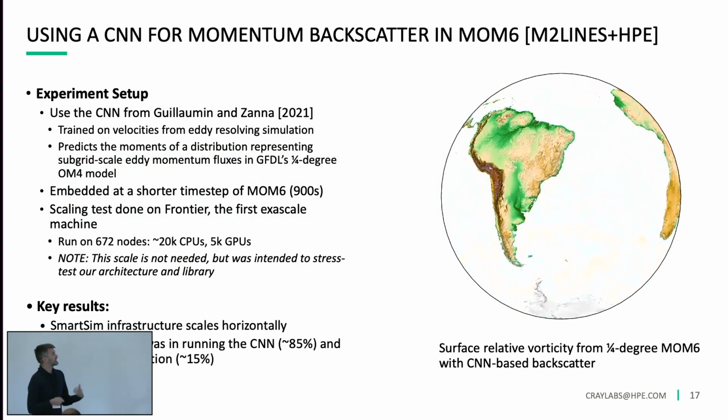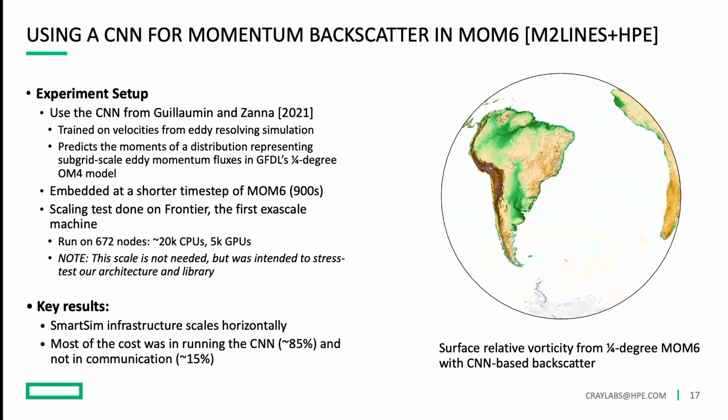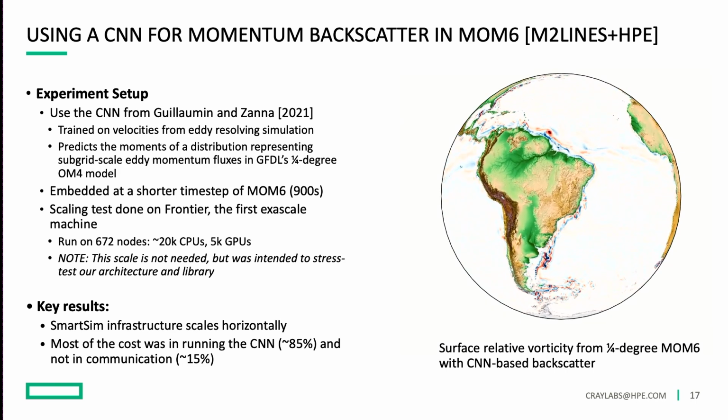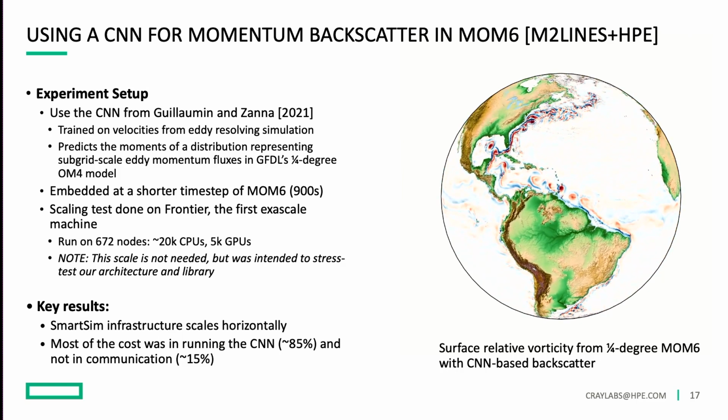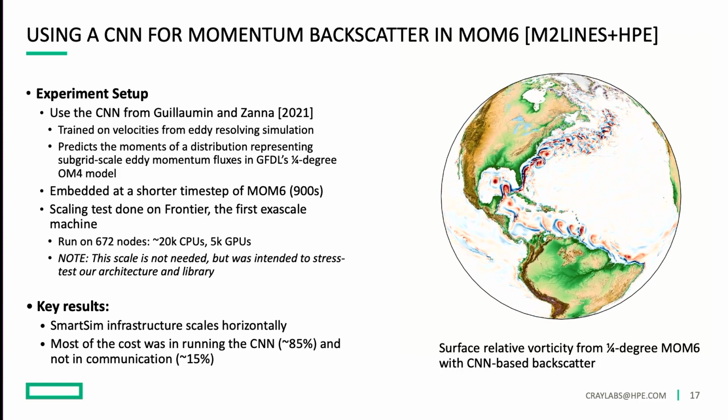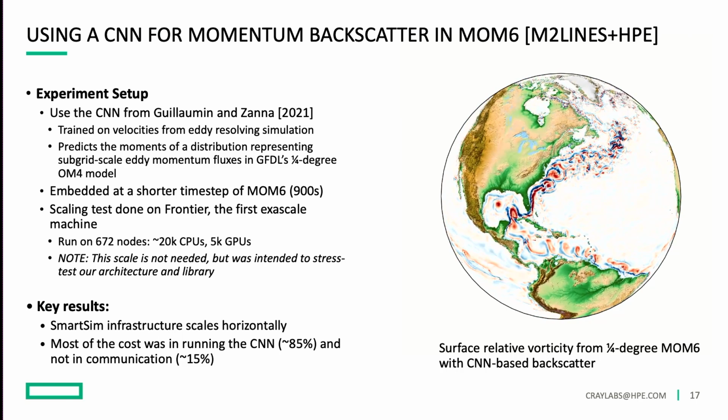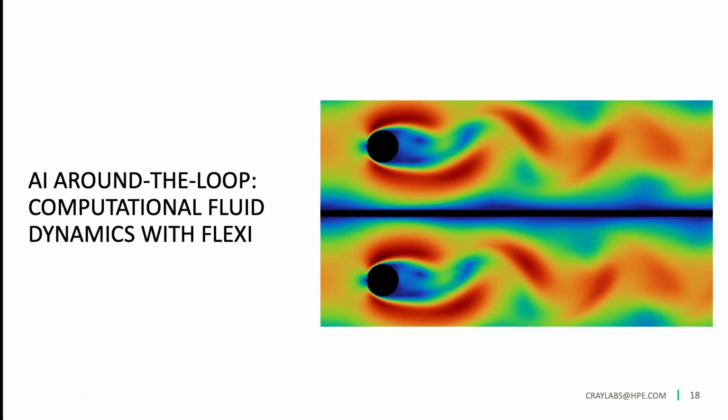We also ran at scale to check if everything was working correctly and scaling horizontally. We took one study by Guillaume and Zanne, and we ran it on Frontier. We ran it in different ways on multiple settings. And we always found that most of the cost was in running the convolutional neural network, which was quite a beefy neural network. And in communication, it was 15%, again, on a very large number of nodes, which was required by the simulation itself. We just wanted to stress test our infrastructure.